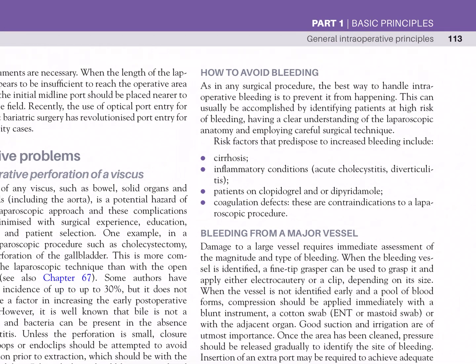How to avoid bleeding? As in any surgical procedure, the best way to handle intraoperative bleeding is to prevent it from happening. This can usually be accomplished by identifying patients at risk of bleeding, having a clear understanding of the laparoscopic anatomy, and employing careful surgical technique. Risk factors that predispose to increased bleeding include cirrhosis, inflammatory conditions, acute cholecystitis, diverticulitis, patients on clopidogrel and dipyridamole, and coagulation defects. These may be contraindications to a laparoscopic procedure.